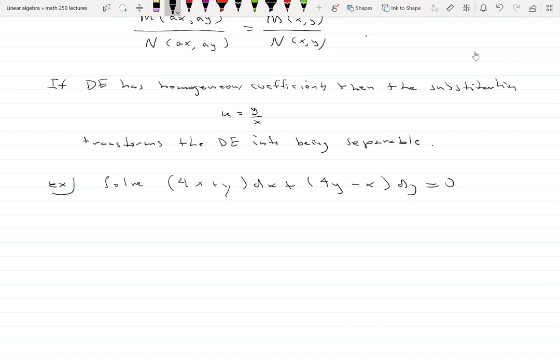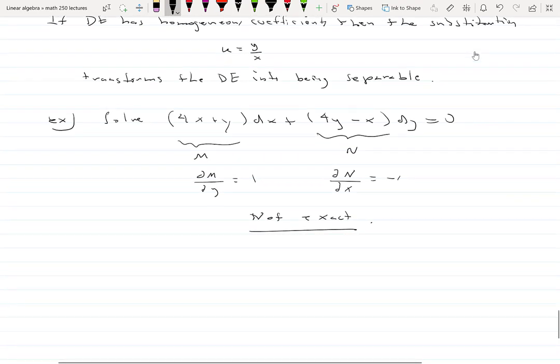4:30 in the afternoon. Okay, this equation is not exact. If you take M as 4x plus y and N as 4y minus x, the partial of M with respect to y is 1. I think I said it wrong a few seconds ago. The partial of N with respect to x is negative 1, so not exact. Definitely not separable. So let's test to see if the differential equation has homogeneous coefficients. So let's do it this way.